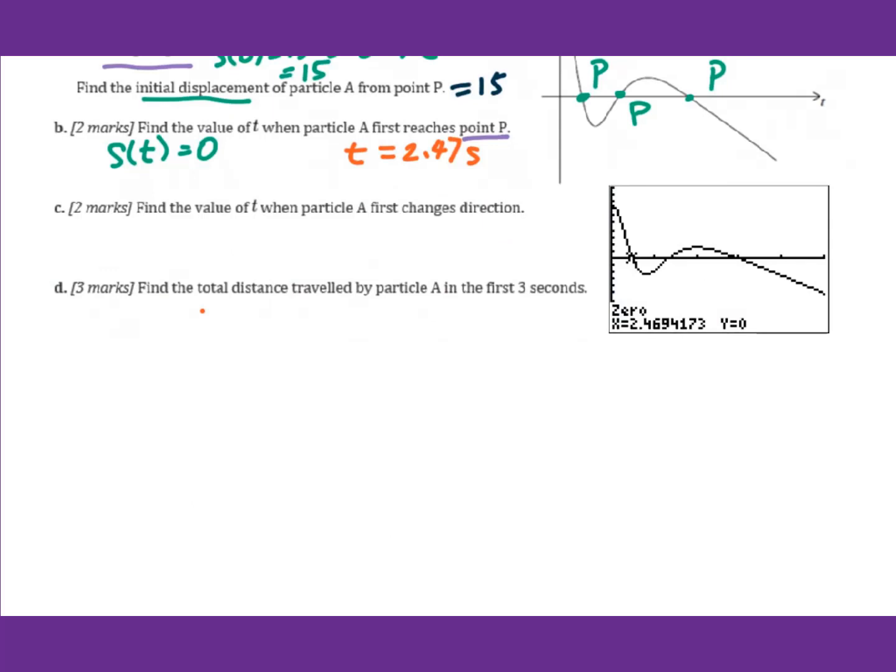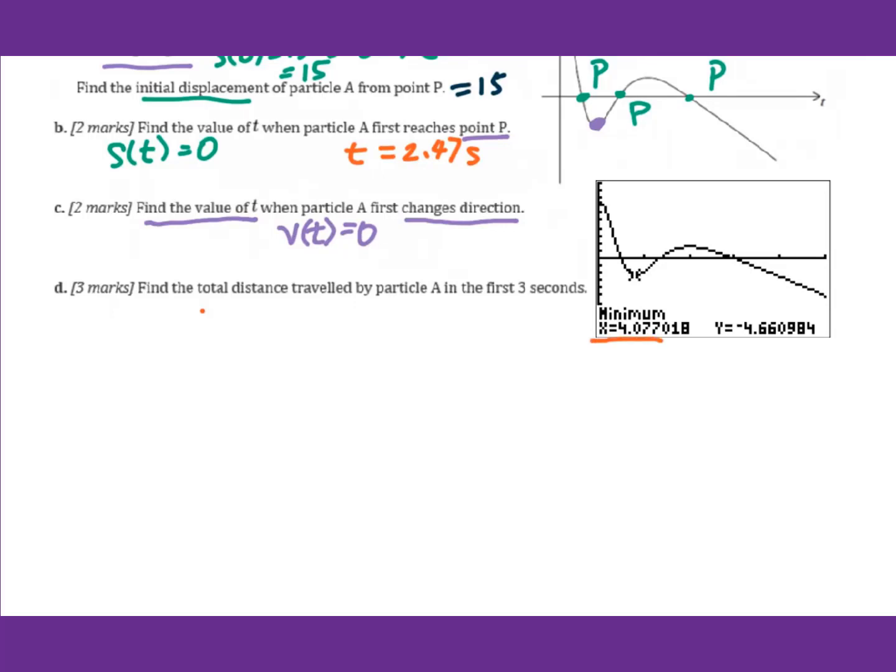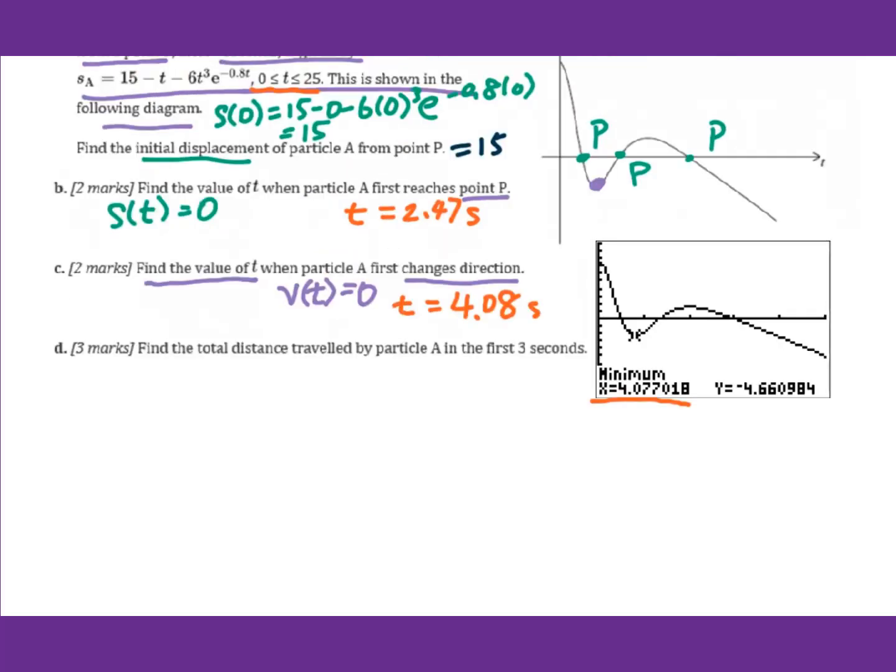Let's go to C. Find the value of t when particle A first changes its direction. First change its direction, that's velocity equal to 0. So basically, you're looking for this point, the minimum point. We go to the graphing calculator. You will get the minimum point, x equals 4.08. So t equals 4.08 seconds.